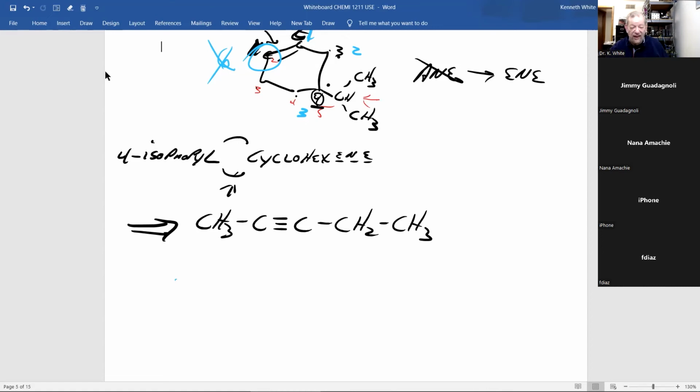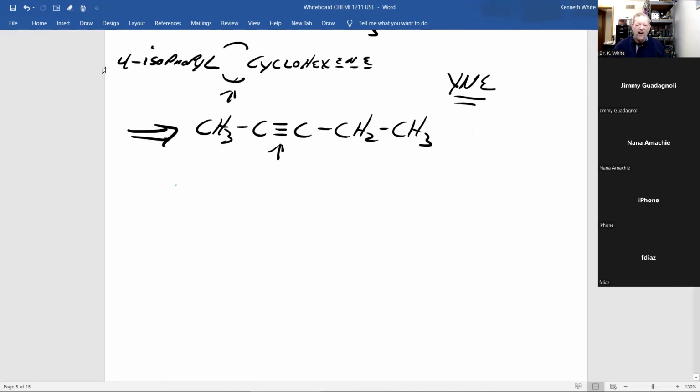And what do we have here? Ooh, a triple bond. And a triple bond ending is YNE. So how do you name this? You find the longest chain with both carbons of the triple bond. 1, 2, 3, 4, 5. You name it as an alkane. 5 carbons is pentane. But now for a triple bond, remember 3 lines is a triple bond.